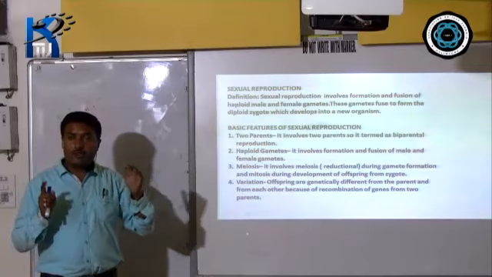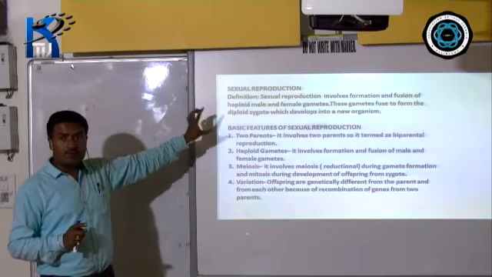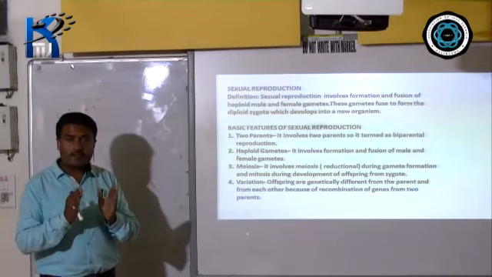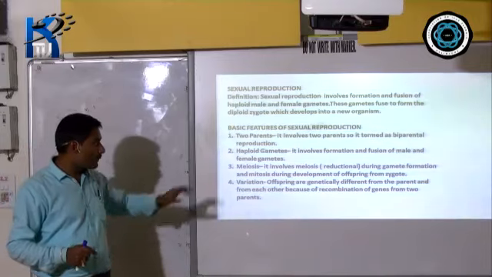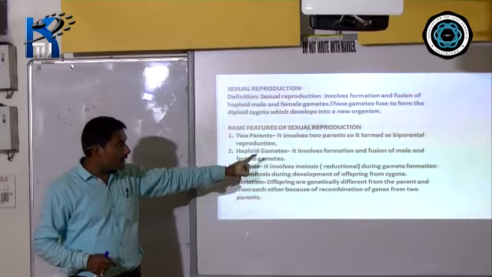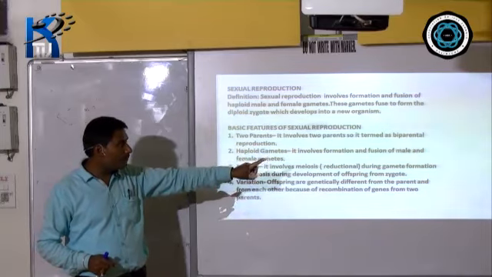And when I say two parents, haploid gamete coming from the male, haploid gamete coming from the female. When they fuse together, it leads to the formation of zygote. Okay, biparental. Number two is that what? Haploid gamete. It involves formation and fusion of male and female gamete.